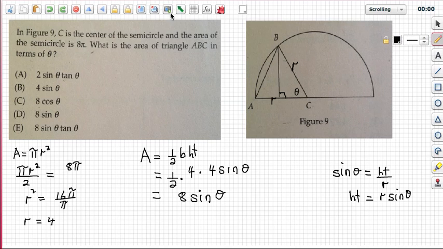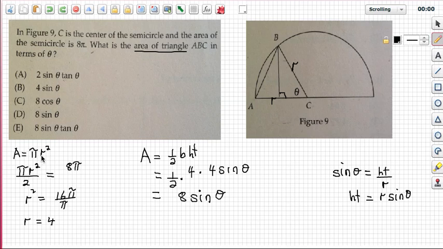Okay, let's go ahead and read this question together in figure 9. And here's figure 9. C is the center of a semicircle. Here's C, this is the center, which immediately tells us that this is the radius and this is the radius. And the area of the semicircle, so the entire area, the half area here, is 8 pi. They're asking for the area of the triangle ABC, which immediately tells us that we do need the height and we need the base.